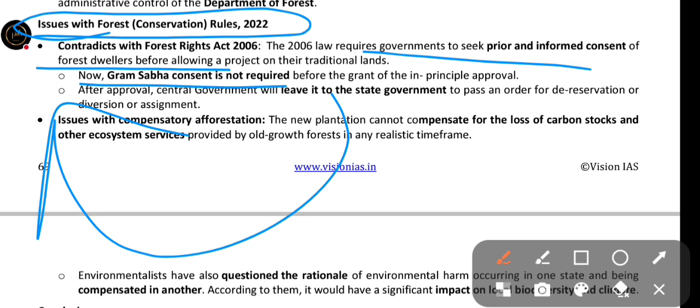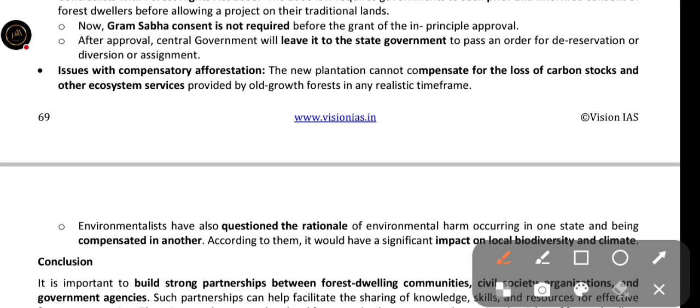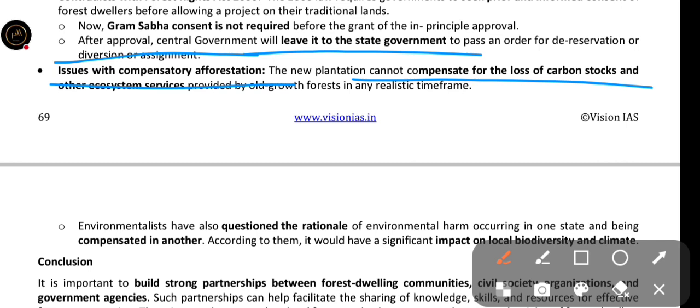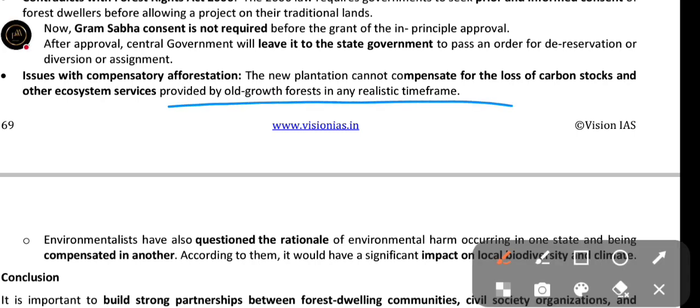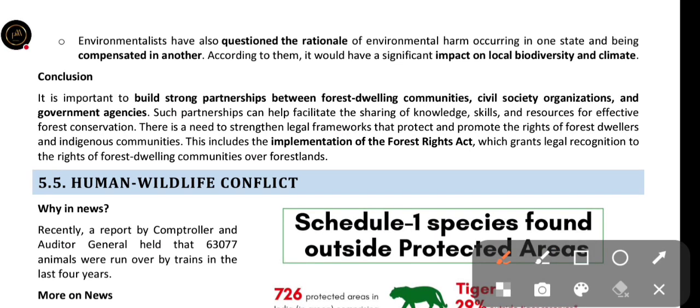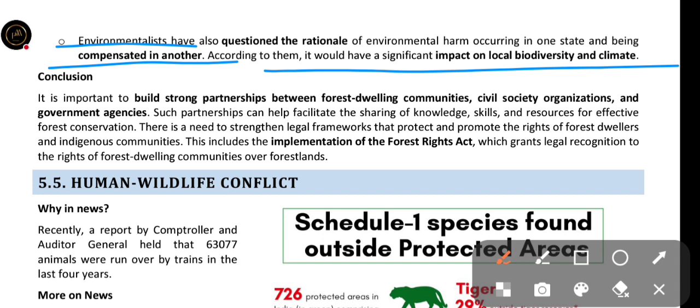Now Gram Sabha consent is not required before the grant of the in-principle approval, and after approval the central government will leave it to the state government to pass an order for de-reservation, diversion or assignment. And issues with compensatory afforestation: the new plantation cannot compensate for the loss of carbon stocks and other ecosystem services provided by old growth forest in any realistic time frame. Environmentalists have also questioned the rationale of environmental harm occurring in one state and being compensated in another. According to them, it would have a significant impact on local biodiversity and climate.